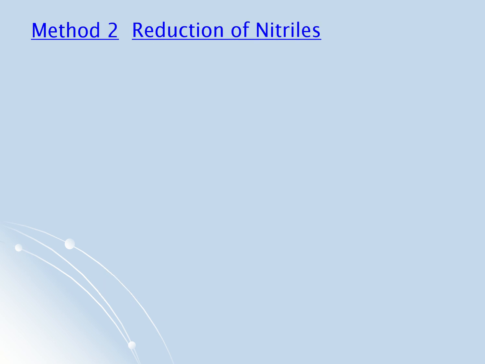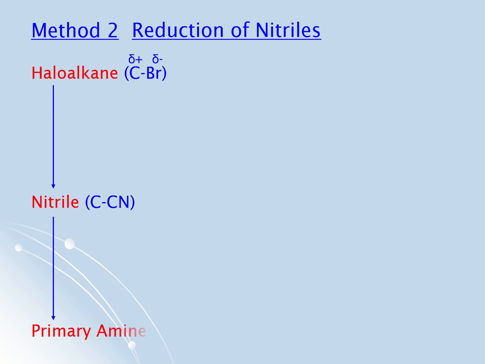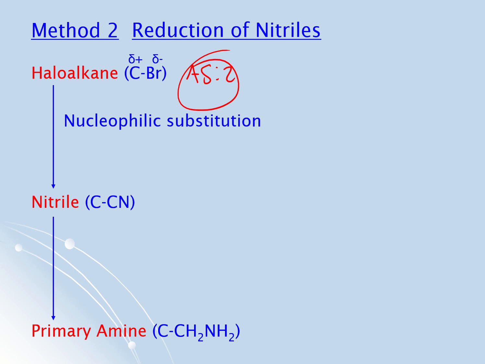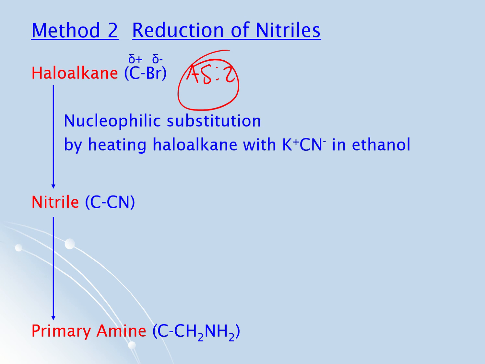Right, the second method then is reduction of nitriles, which is a new one too. We haven't done that yet. So we take our haloalkane and we convert that initially to a nitrile. Now this is an SN2 reaction, if you can remember it. So it's nucleophilic substitution by heating the haloalkane with potassium or sodium cyanide, again in ethanol, and again the ethanol is to avoid hydrolysis and the formation of an alcohol. Right, so we've now got our nitrile group, and remember our nitrile group will be wherever our original Br group is. We then reduce that nitrile group.